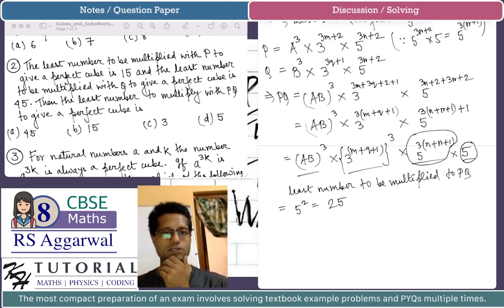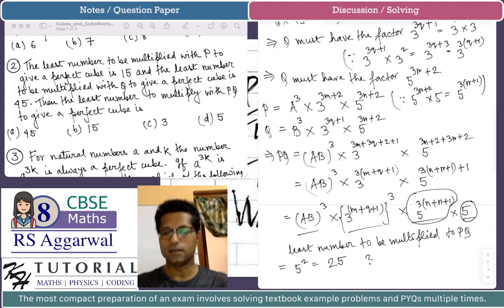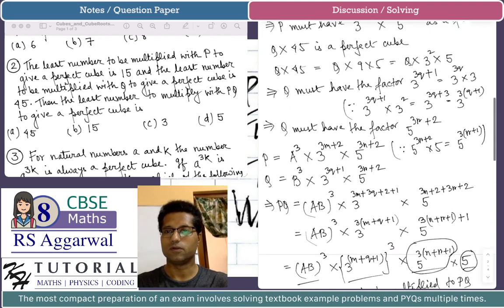Maybe I made some mistake in writing the problem, either the choice or the problem statement. I will verify that later on. So I'm putting a question mark and moving on to the next question. I hope you got the idea and the approach of solving the problem.